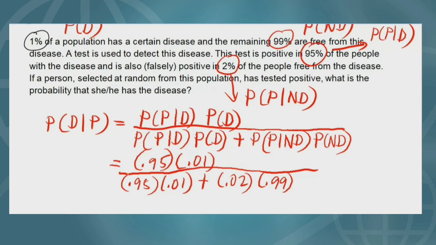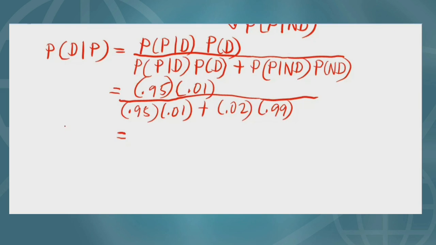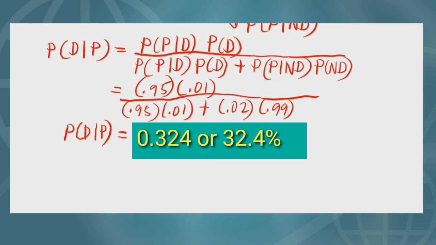So as you solve this one, probability of disease given tested positive, just solve the numerator, then the denominator, then divide. So the final answer would be 0.324. Or when you multiply by 100 to change to percent, the answer is 32.4%.